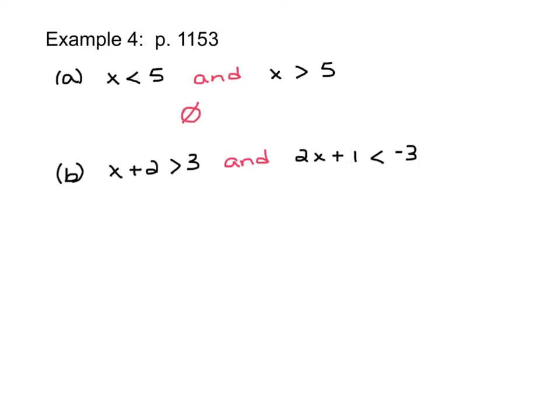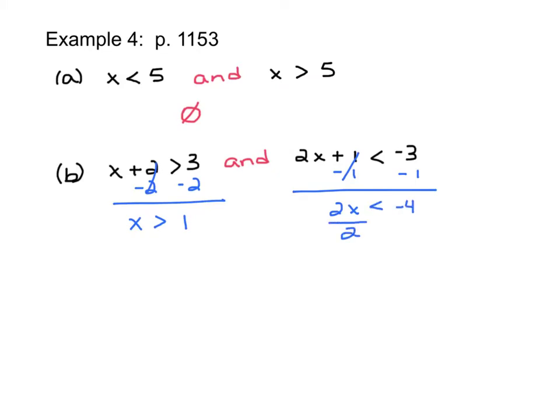On example B, we have x plus 2 is greater than 3 and 2x plus 1 is less than negative 3. So we're going to solve each one. So I'll subtract 2 from both sides. It gives me x is greater than 1. And subtracting 1 from both sides gives me 2x is less than negative 4. Dividing by 2, x is less than negative 2. Alright, so graphing these, if I graph x is greater than 1 first, and then x is less than negative 2.